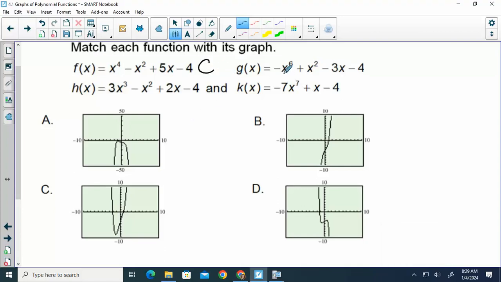G of x, what should our end behavior be? Down, down. So that's A. H, what's my end behavior? Down, up, so that's graph B. And K, what's our end behavior? So that's graph D. Any questions on those?